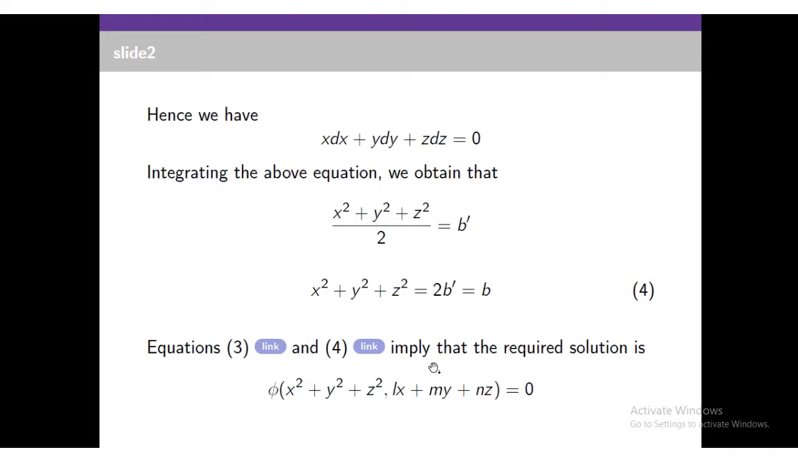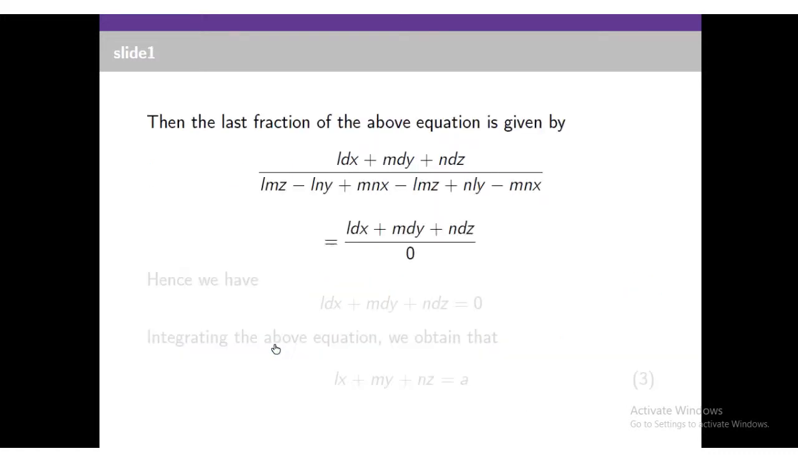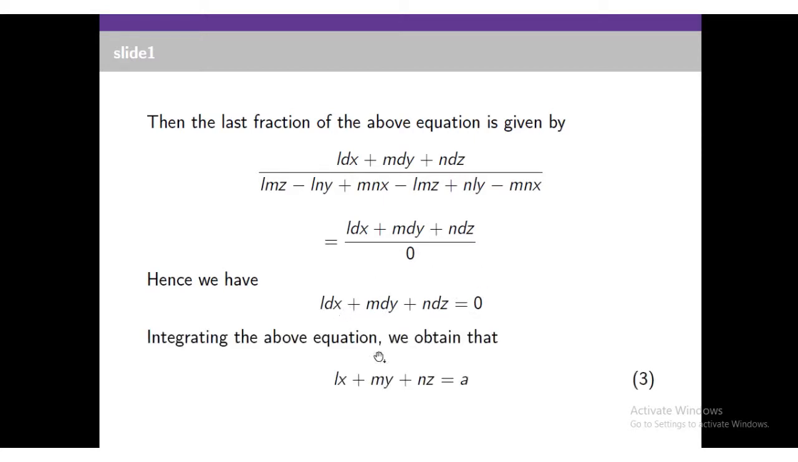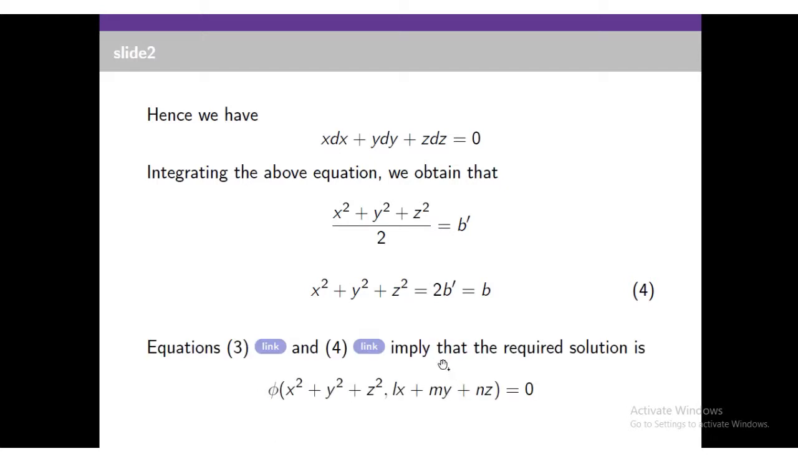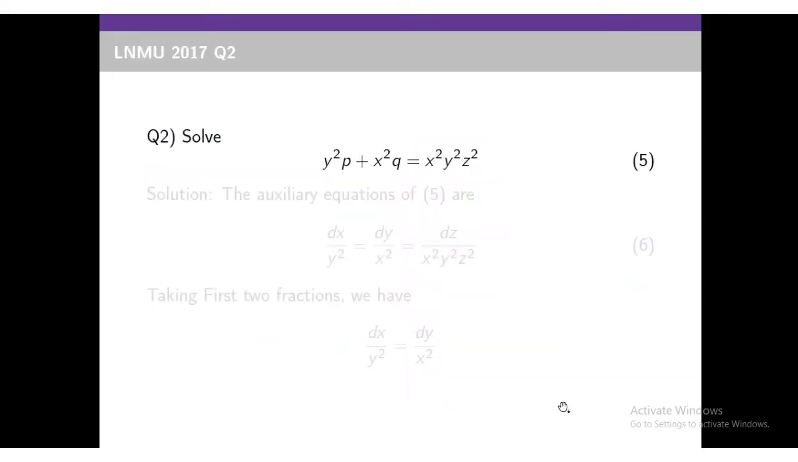So we are writing this one. Here you can see the first integral which we have used is lx plus my plus nz, and the second integral is x square plus y square plus z square. So using both integrals we can write our required solution as phi of x square plus y square plus z square comma lx plus my plus nz equal to 0. Now come to the next question.